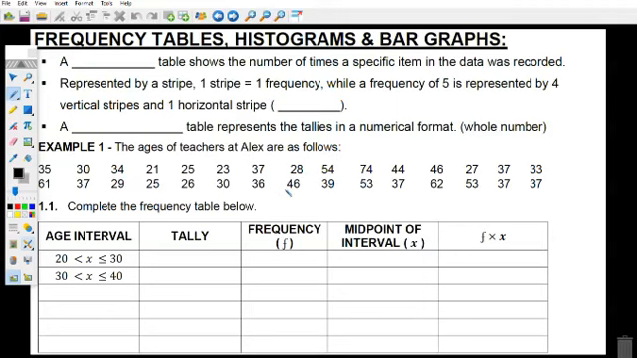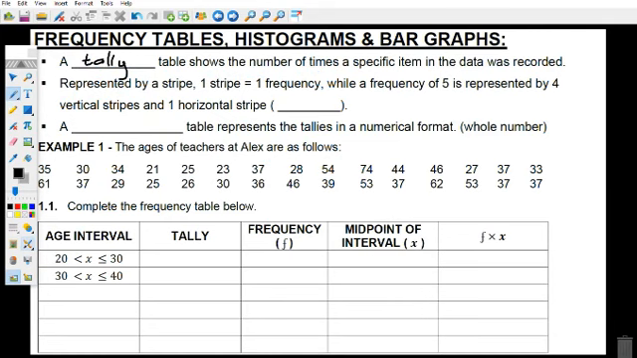Alright, so today we're going to be looking at frequency tables, histograms, and bar graphs. Now, the first thing we have to talk about is something called a tally table. A tally table shows the number of times a specific item in the data was recorded.